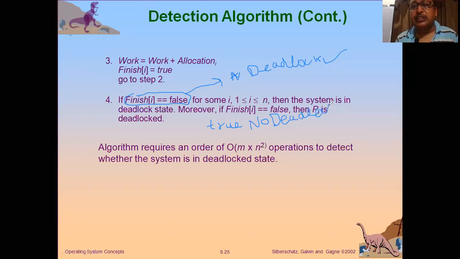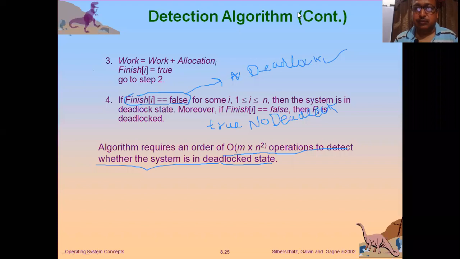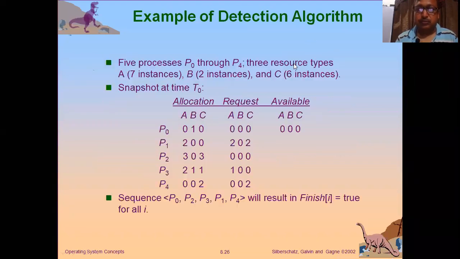So in this way this works, but we will take one example, and from that I will tell you how it is working. The algorithm requires order of m times n squared operations. So this is also a resource intensive approach, because if the number of processes and the number of resources are more, then it will take a lot of time.